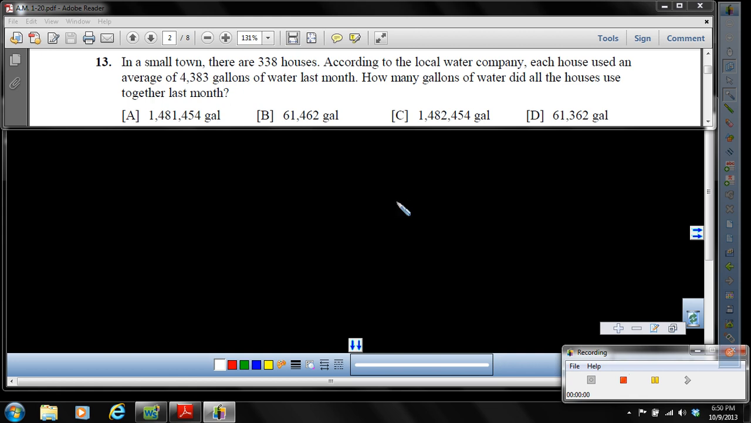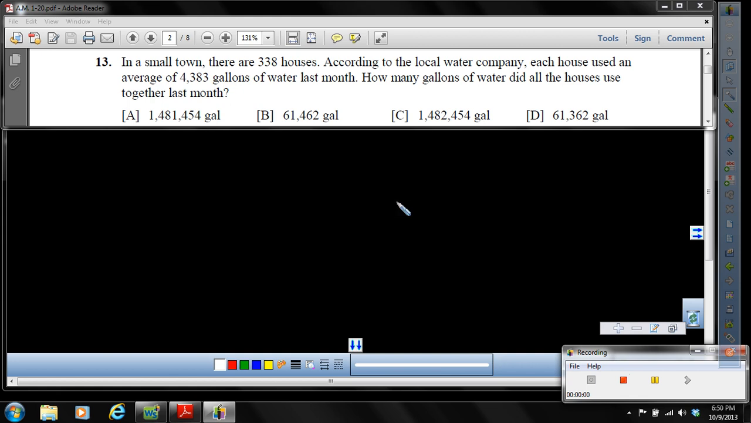Question number 13. In a small town there are 338 houses according to the local water company. Each house used an average of 4,383 gallons of water last month. How many gallons of water did all the houses use together last month?